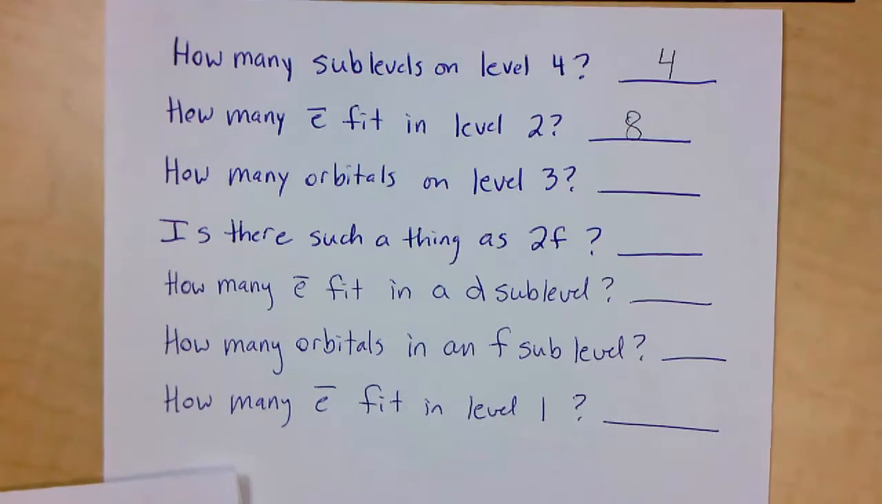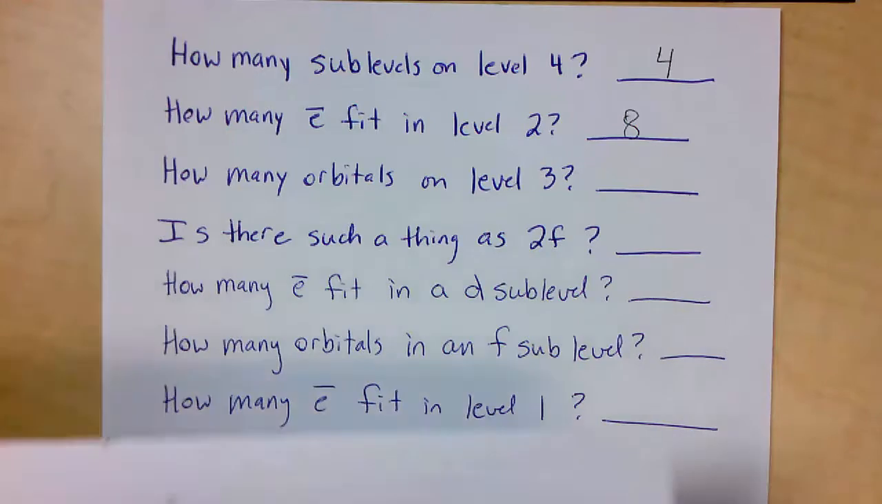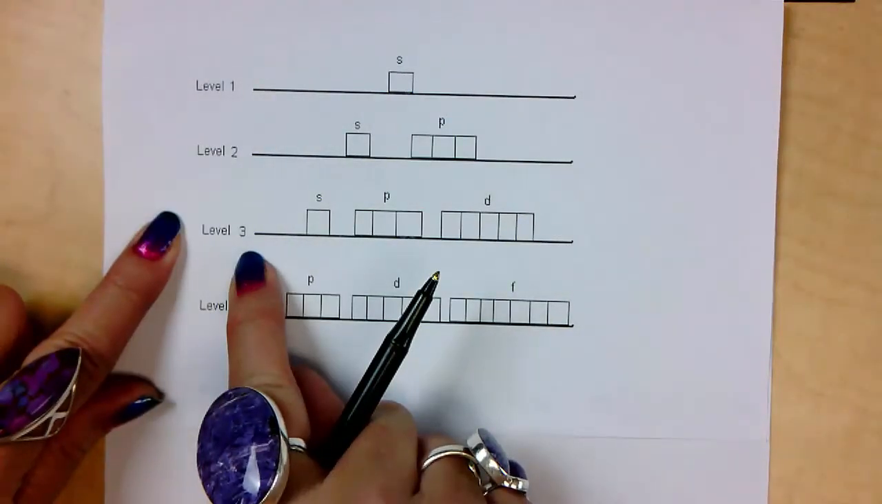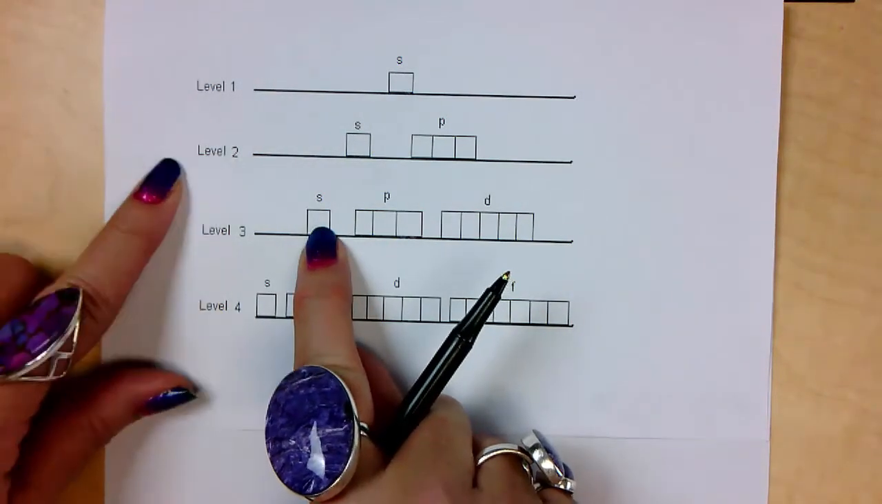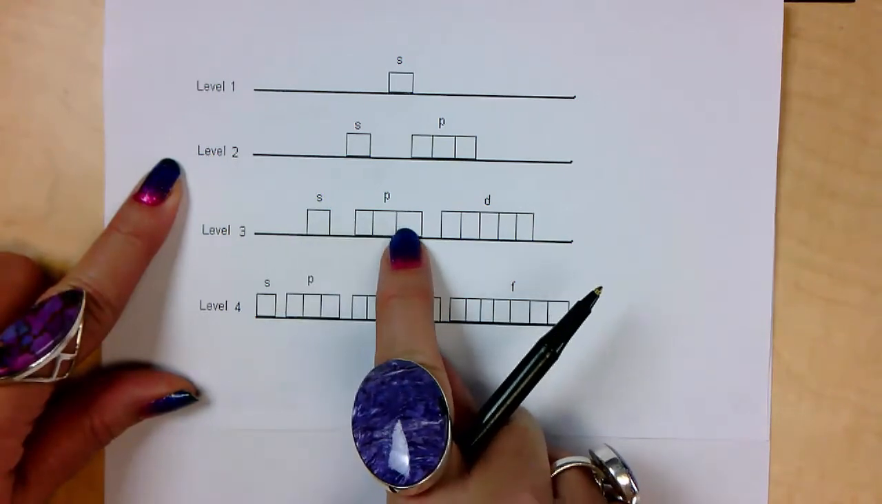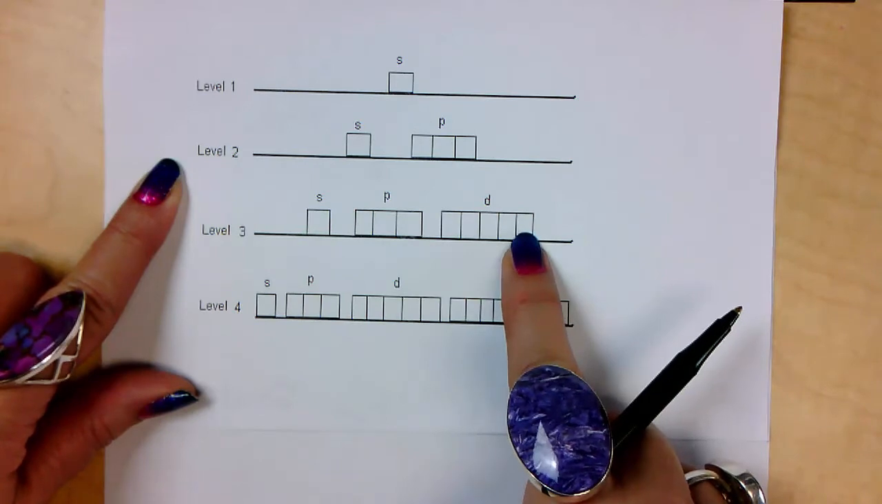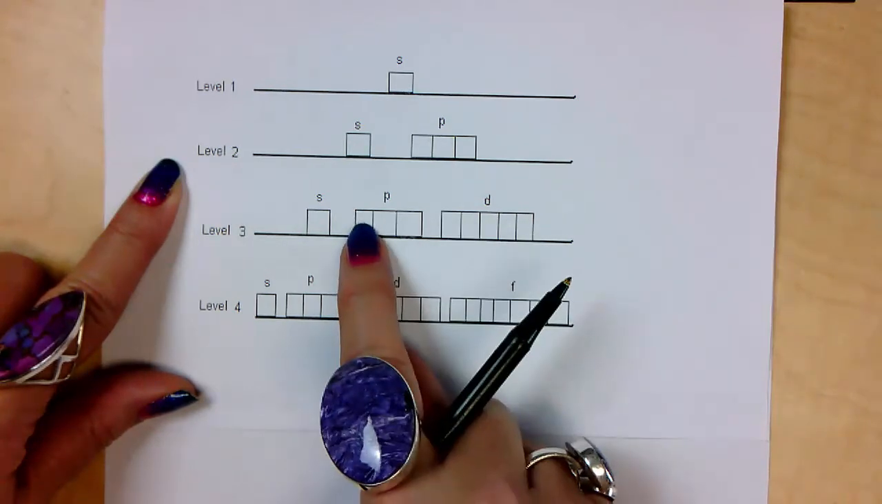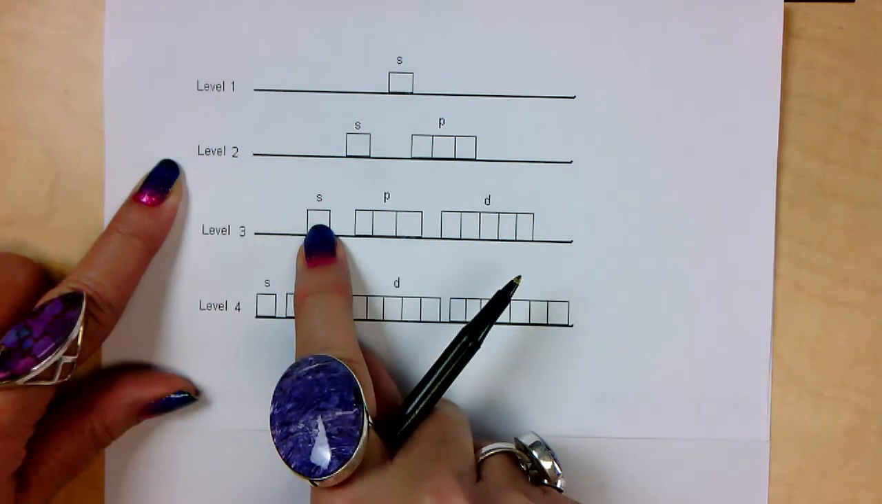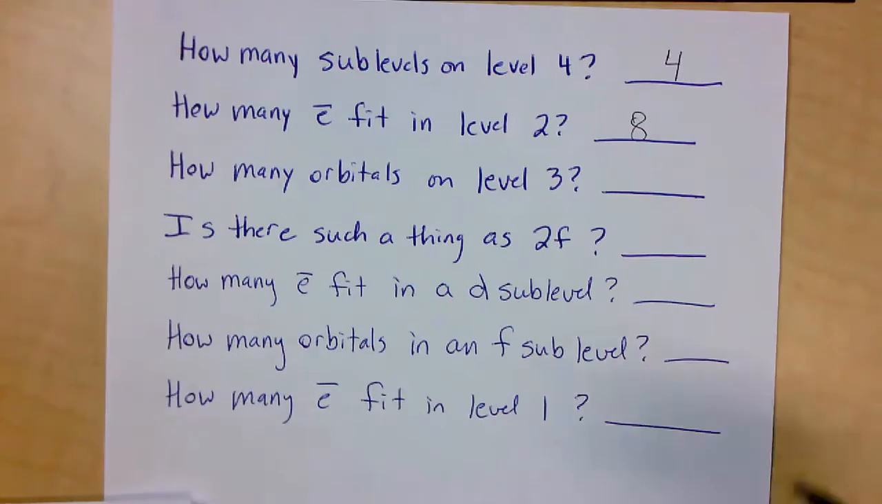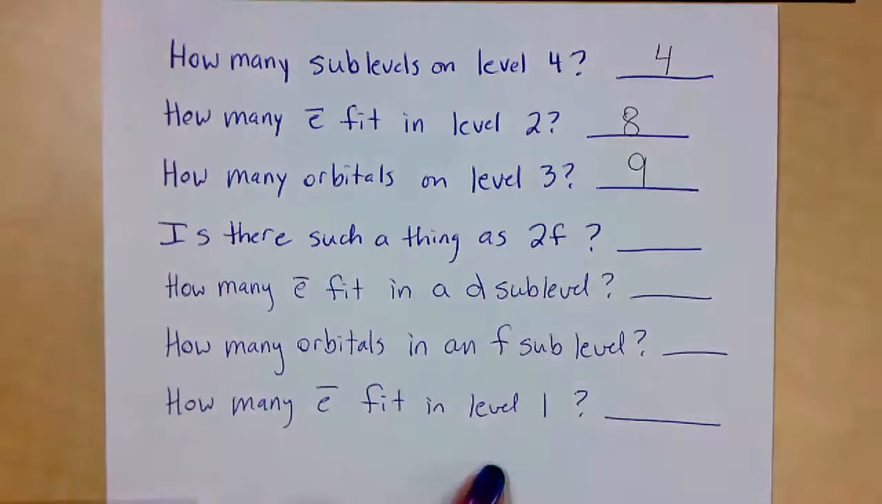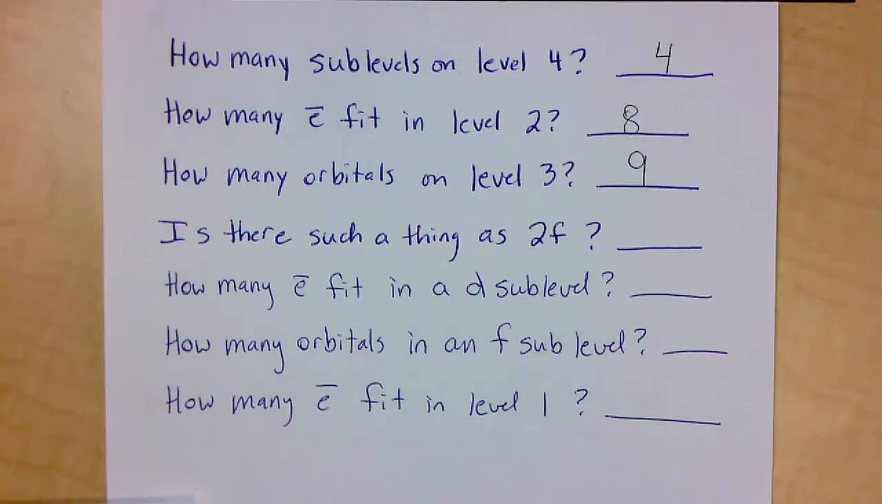All right, next, how many orbitals are on level 3? So here's level 3. There's 1 orbital in S. There's 3 in a P and 5 in a D. So that is 5 plus 3 plus 1 equals 9. There are 9 orbitals on level 3. Next, is there such a thing as a 2F? So think about that.